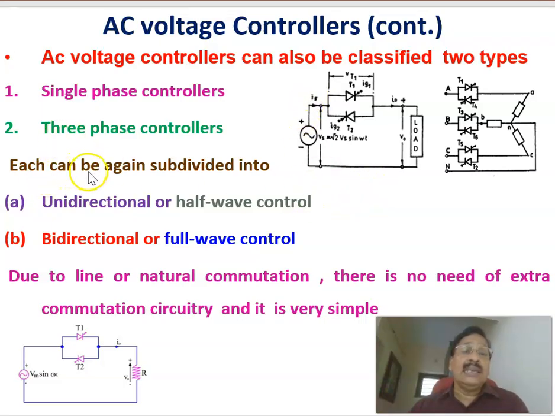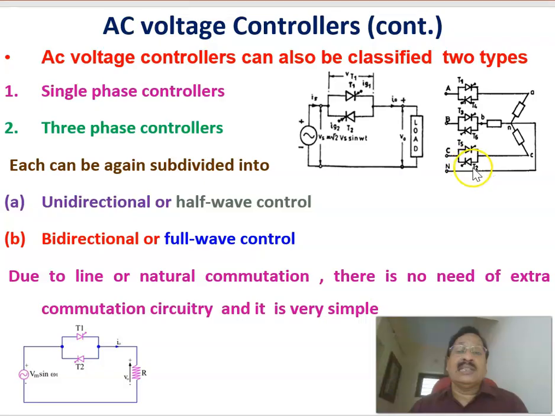Each can again be subdivided into unidirectional or half-wave control, and bidirectional or full-wave control. This is bidirectional because we are using two thyristors in this phase. Now, if instead of the second thyristor you use a diode, only the positive half has control, using thyristor T1. That is called a unidirectional or half-wave control, which replaces the thyristor by a diode. But a bidirectional full-wave controller uses two thyristors.